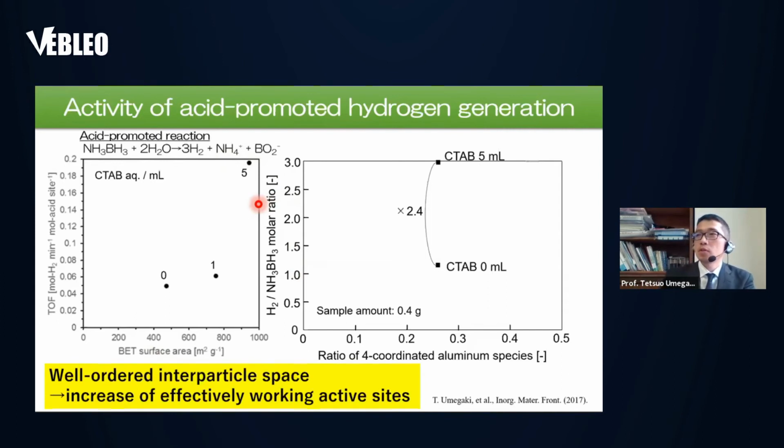The tendency has also been confirmed from the result of the hydrogen generation amount against the ratios of active, four-coordinated aluminum species. The hollow spheres prepared with this CTAB solution amount were significantly higher than the samples prepared without CTAB solution.